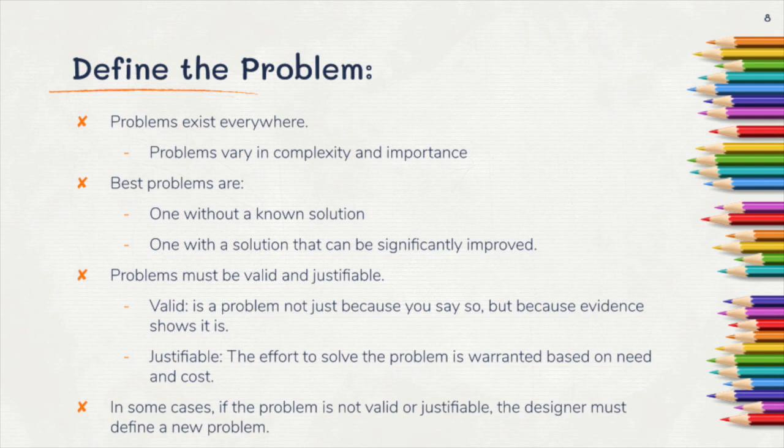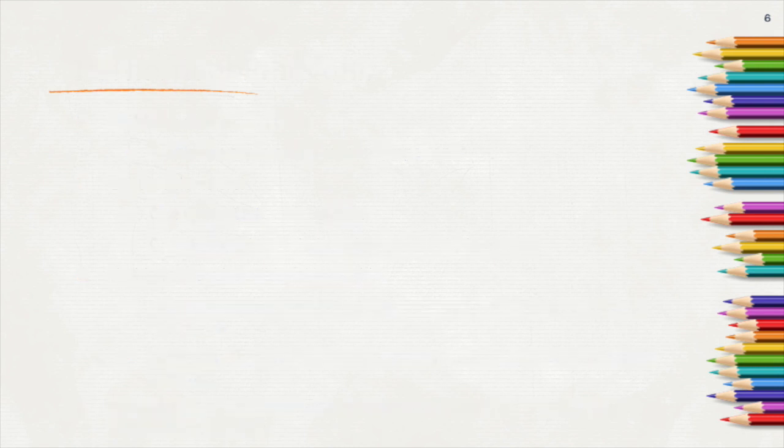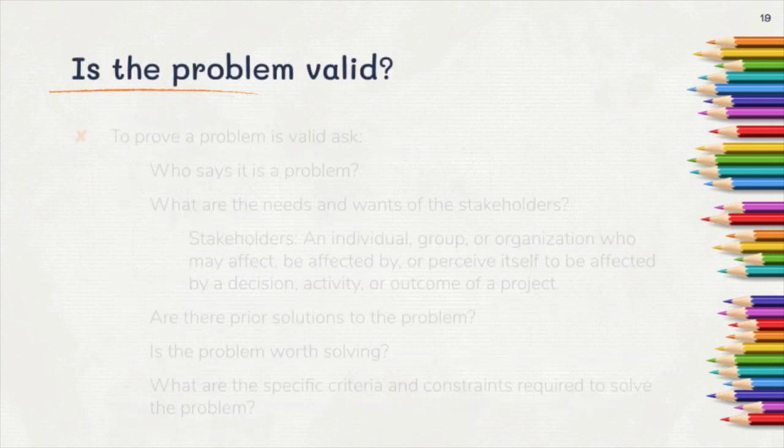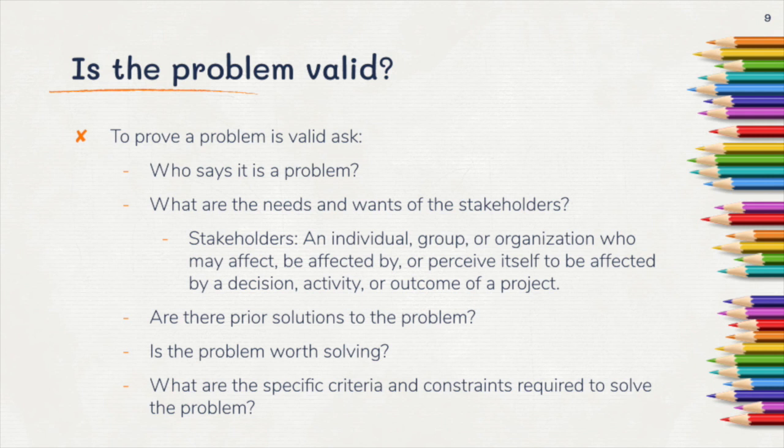In some cases, you may find a problem that is not valid or justifiable. If that is the case, then you as the designer must define a new problem. How can we determine if a problem is valid? To figure this out, we have to ask, who says it is a problem? Is the problem worth solving? And what are the specific criteria and constraints required to solve this problem?